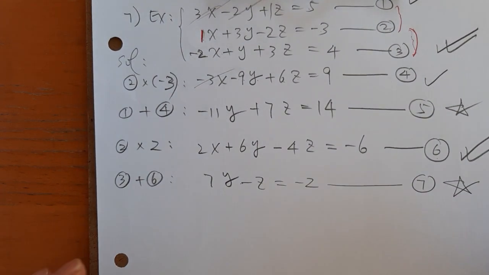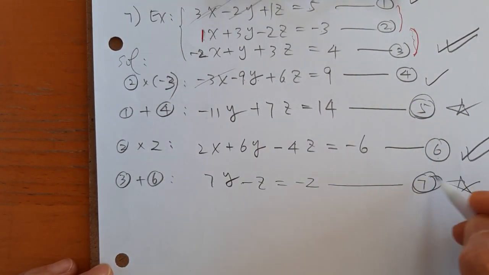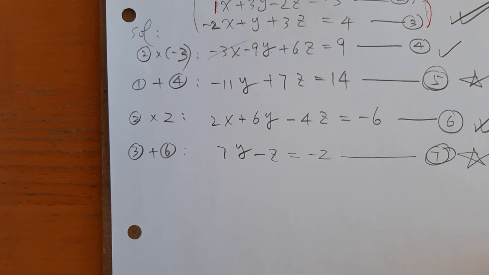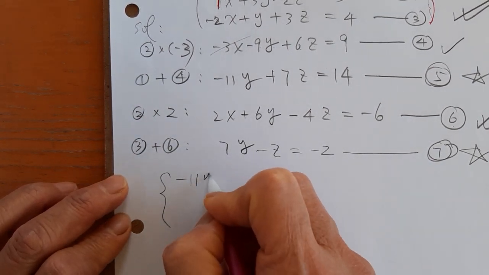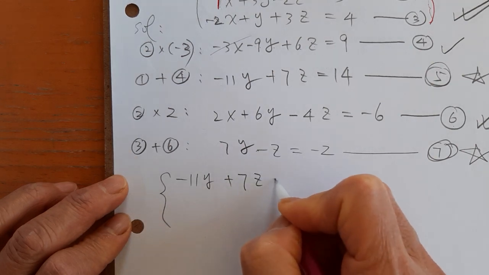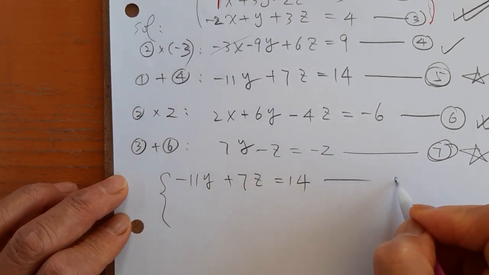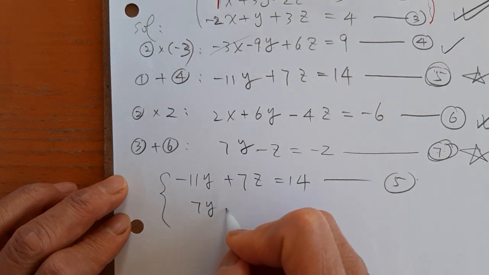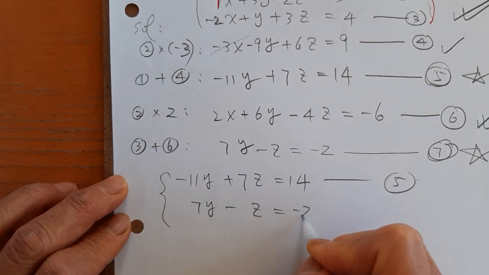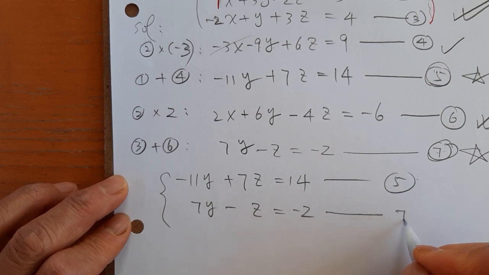I'm going to combine the fifth and the seventh together to form a system. The fifth equation is -11y plus 7z equals 14. The seventh equation is 7y minus z equals -2.